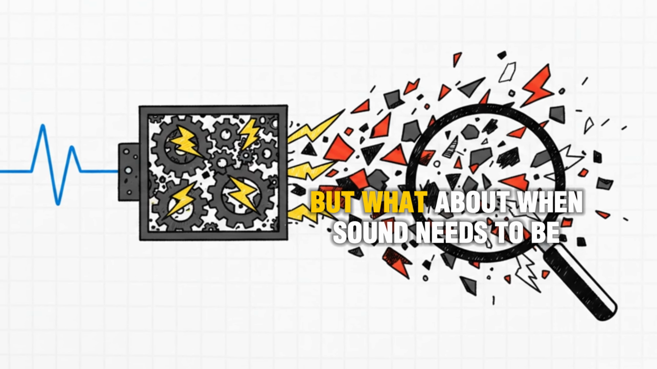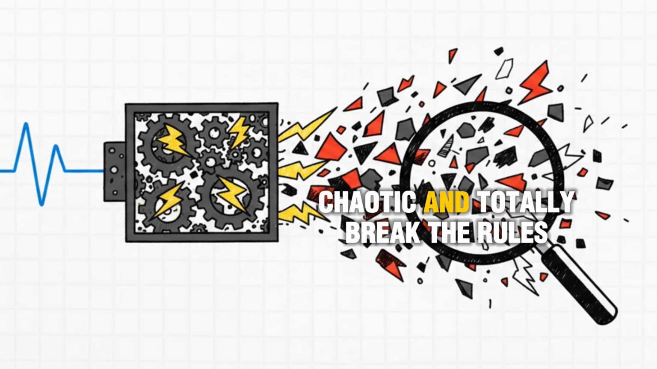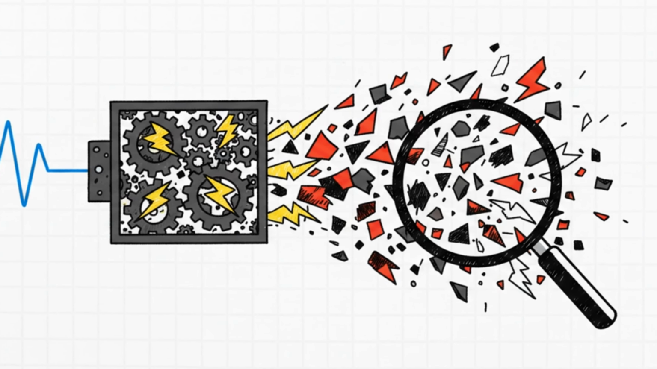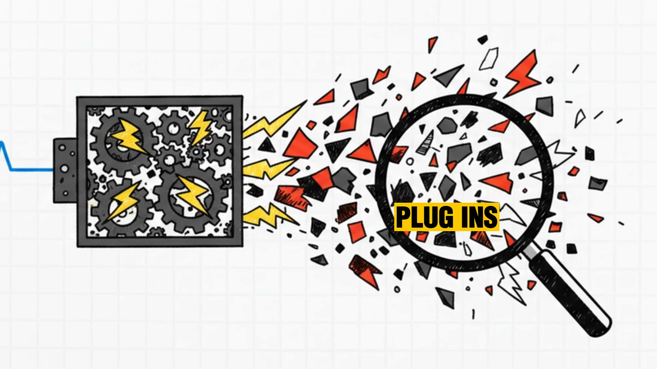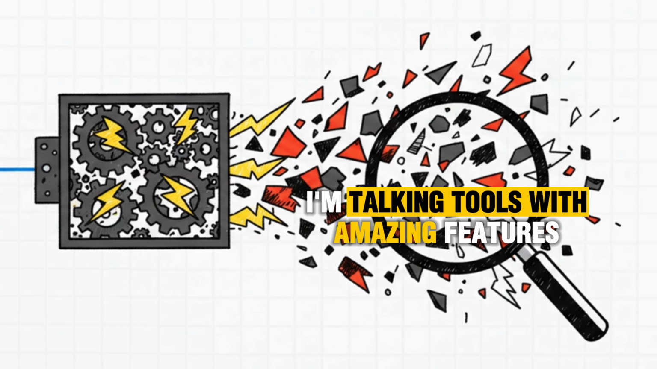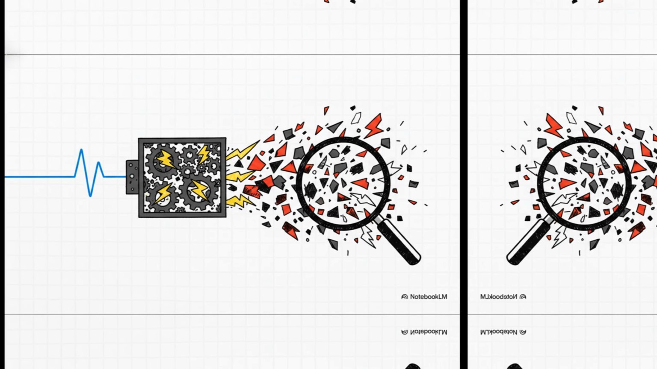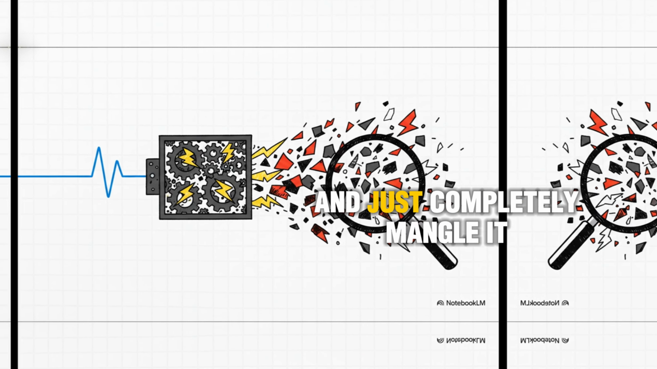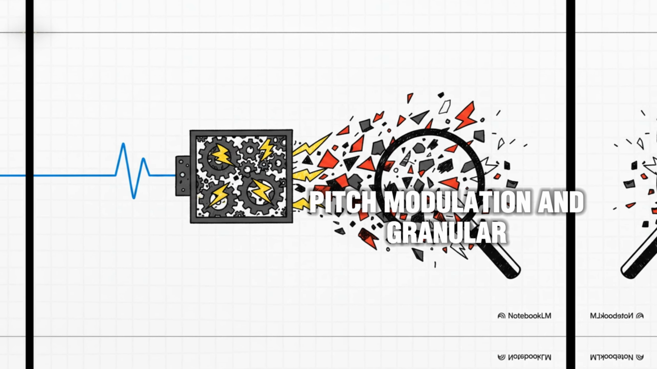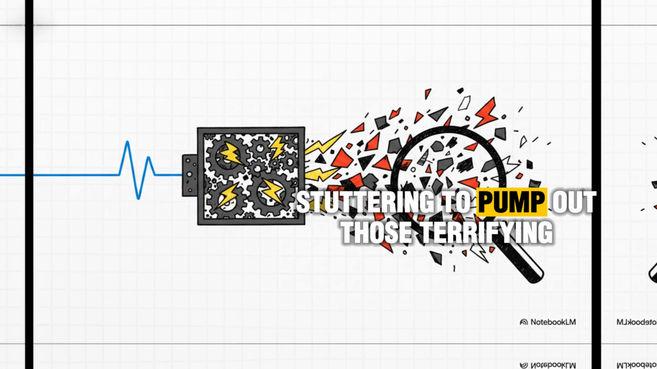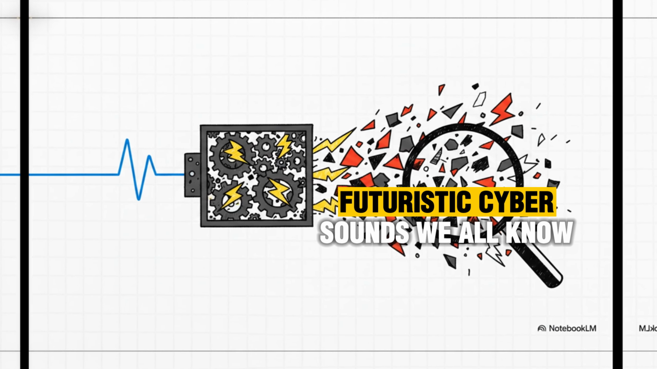But what about when sound needs to be aggressive, chaotic, and totally break the rules? Sound designers jump into a rapid-fire toolkit of multi-effects plugins. I'm talking tools with amazing features like the Chernobyl button. They take a perfectly clean sound wave and just completely mangle it. They're adding extreme delays, pitch modulation, and granular stuttering to pump out those terrifying futuristic cyber sounds we all know and love.